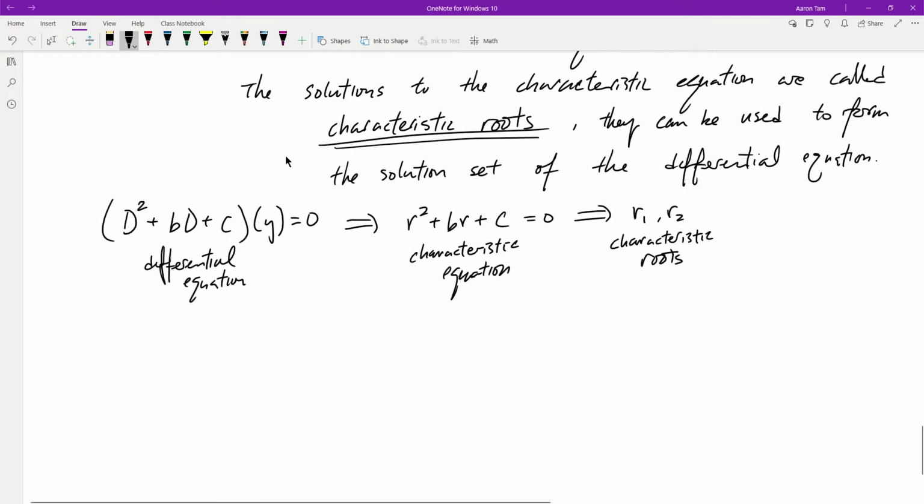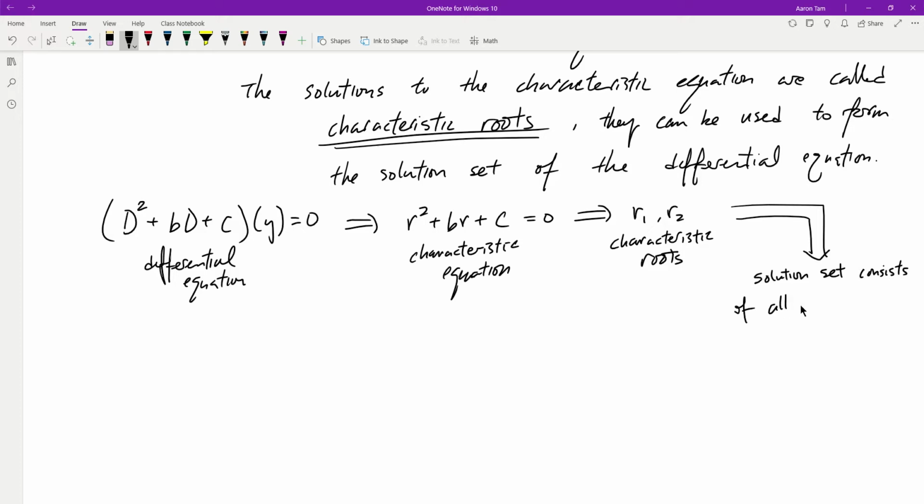But let's say we have two solutions, and therefore it would imply the following. It would imply that the solution set will consist of all linear combinations, so basically the span of e to the r1 x and e to the r2 x. So therefore, the solution will be in this form.